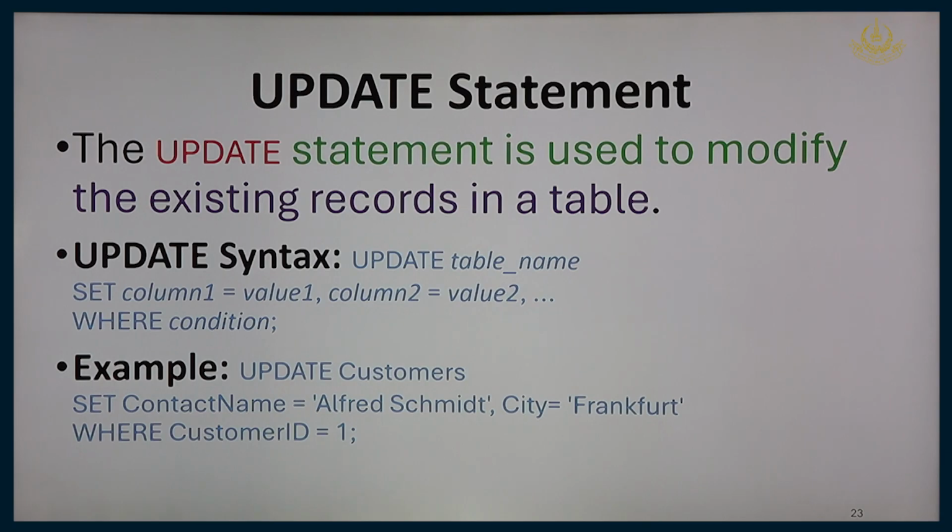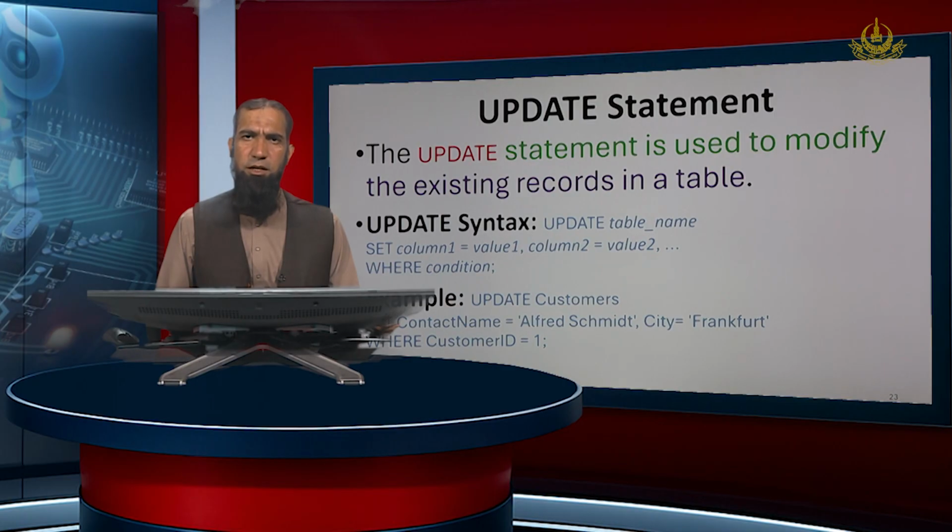Then the update statement, which modifies existing records in a table. Its syntax is update table name, then set column1 is equal to value, column2 is equal to value, then the where condition. Basically, we give the records of those which we want to update. In the where condition, we can give the value or the data of the primary key.